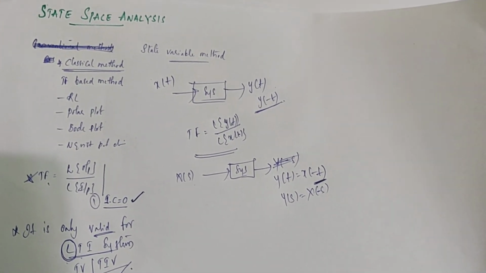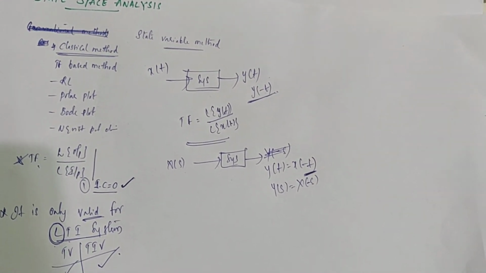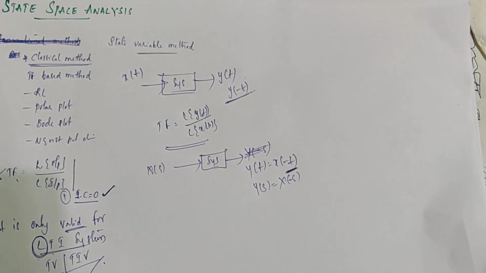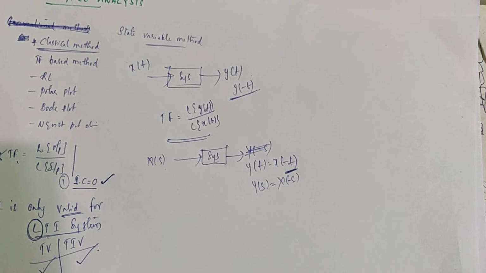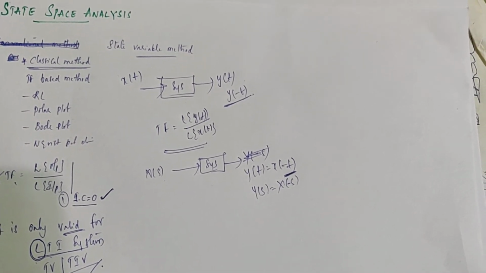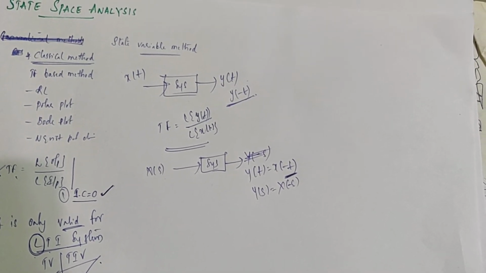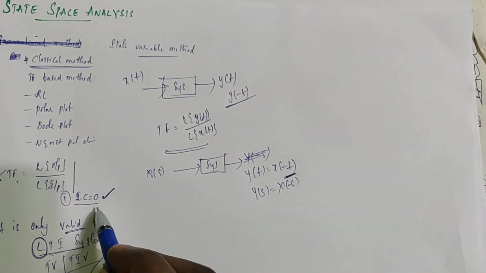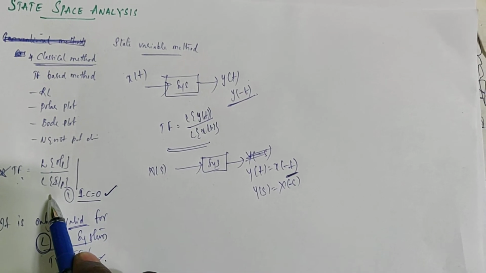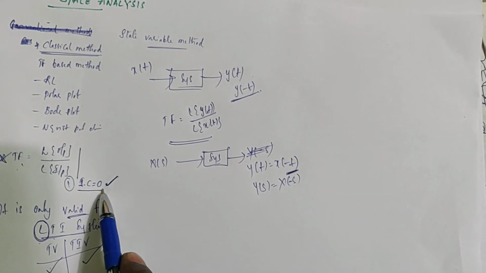Coming to the state variable method, it overcomes all the limitations that are there in the transfer function. So what are the major limitations of the transfer function? Let us see now. First limitation: the transfer function definition is the Laplace transformation of output to the Laplace transformation of input with all initial conditions being 0. So this is the first limitation.